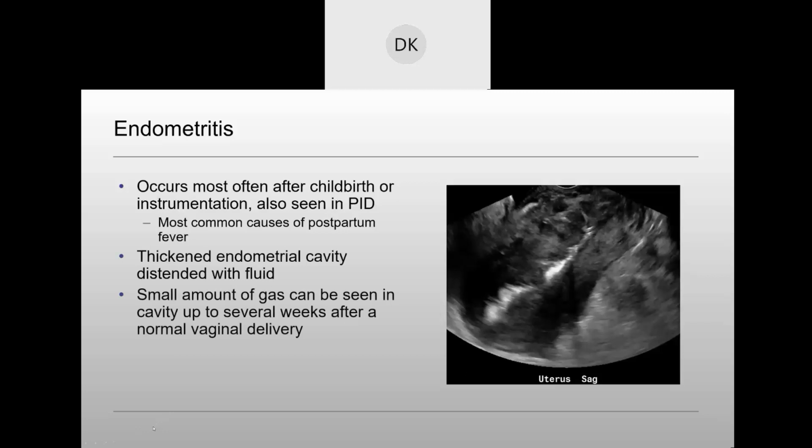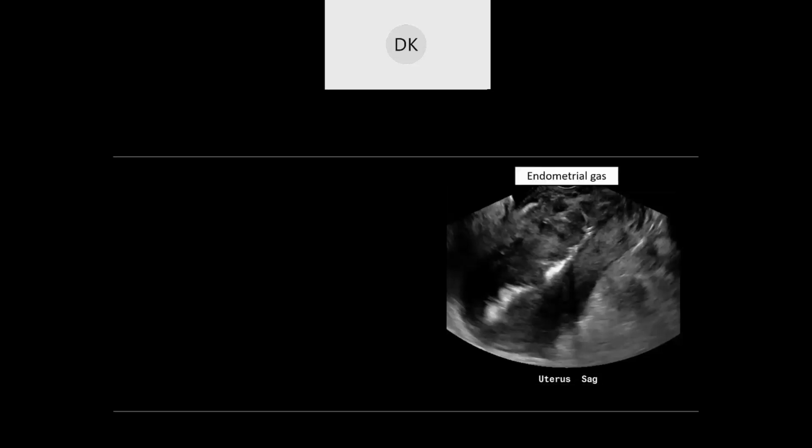But you have to be careful because it's normal to have gas in the collecting system, even several weeks after a vaginal delivery, let alone a C-section. But you should never see gas increasing, and a history of fever is concerning as well. But just gas by itself is not something to panic about. So here's that same case again with the endometrial gas.